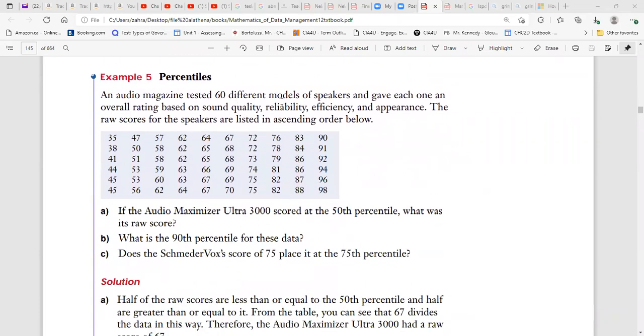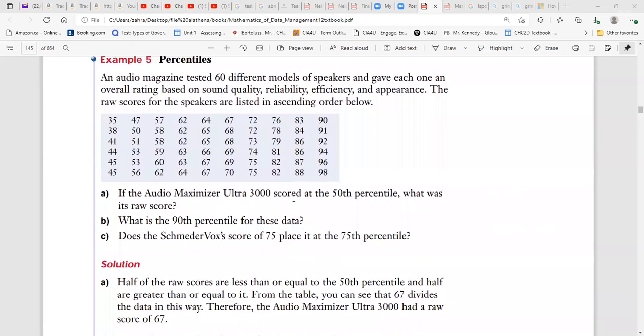An audio magazine tested 60 different models, and gave each one an overall rating based on sound quality, reliability, and efficiency. The raw scores in this figure are in order, from the lowest to the highest. Now, what was the raw score of the audio maximizer, which is at the 50th percentile? 30th is going to be 67.